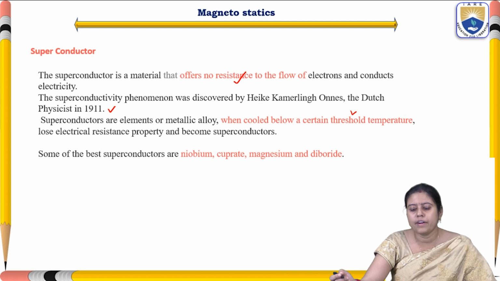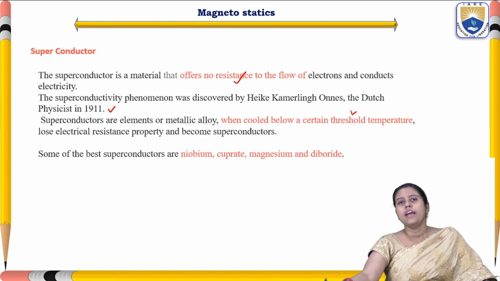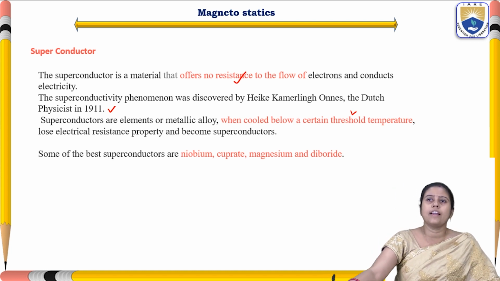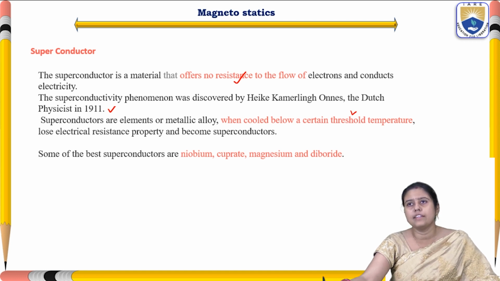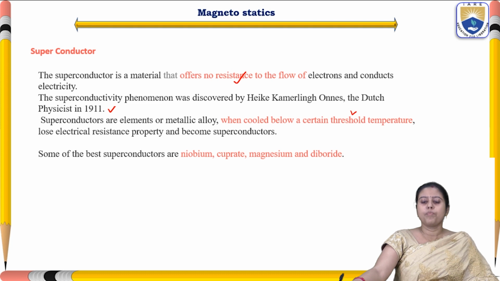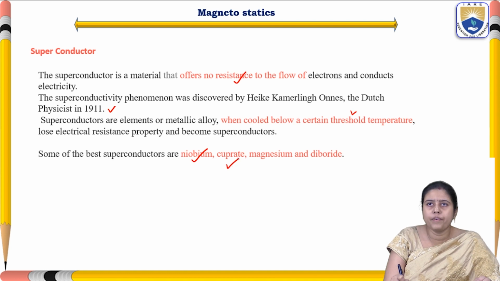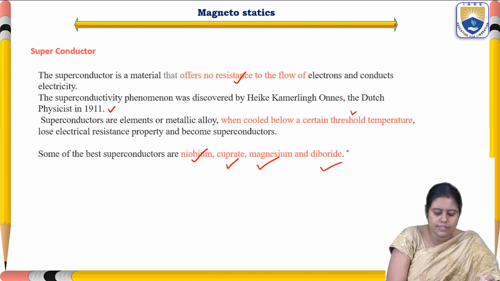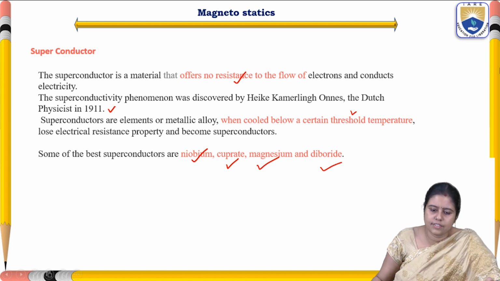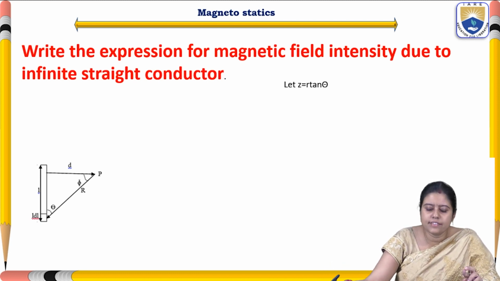So it becomes superconducting under a certain threshold temperature. If we cool down, decreasing the temperature of the laboratory, at a certain threshold temperature only, it can lose the electric resistance property and become a superconductor. Some of the superconductors are niobium, cuprate, magnesium diboride. So these are some superconductors.